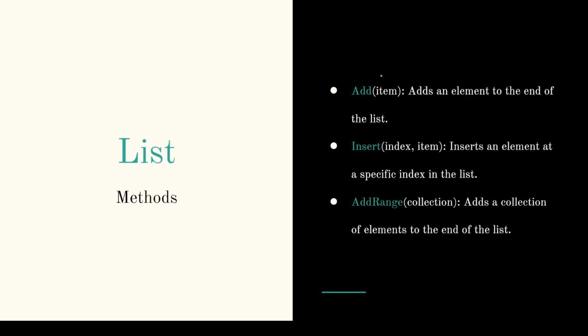First one is the Add method that takes an item and it adds the item at the end of the list. We have used this method to add customers in our customers list. Second method is Insert. As the name suggests, it is used to insert an element at a specific index in the list. So it takes two parameters. First one is the index where we want to add the item, and second parameter is the item itself. So let's go back to Visual Studio and try this out.